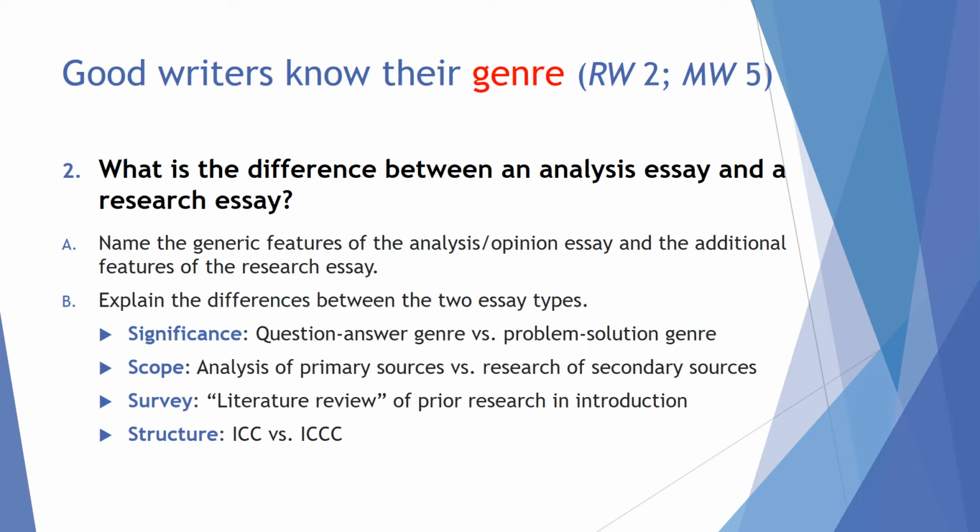Fourth, structure. The analysis essay has 3 sections: introduction, core argument, and conclusion, abbreviated as ICC, while the research essay has 1 additional section that starts with the letter C. You know what it is? It's the counter-argument section, in which one writes a critique of other viewpoints on the issue and addresses probable questions or objections raised by an academic audience. These 4 differences, significance, scope, survey of prior research, and structure, mark the big distinctions between an opinion essay and the research essay.